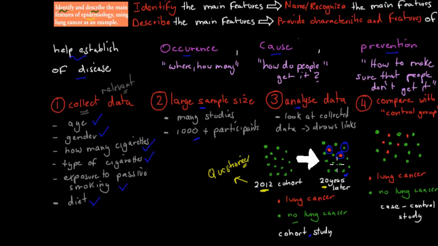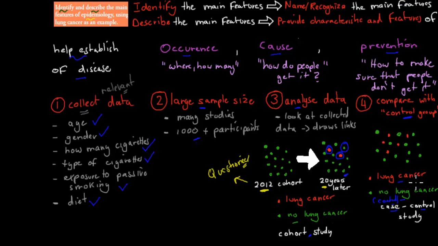So we can find out, for example, that smoking causes lung cancer. That's how we analyze data. And sometimes we have a control group. There's one type of epidemiological study that has a control group, which is called the case control study. In this example, we try to find people who have lung cancer and people who don't have lung cancer. The people who don't have lung cancer will be our controls, right?